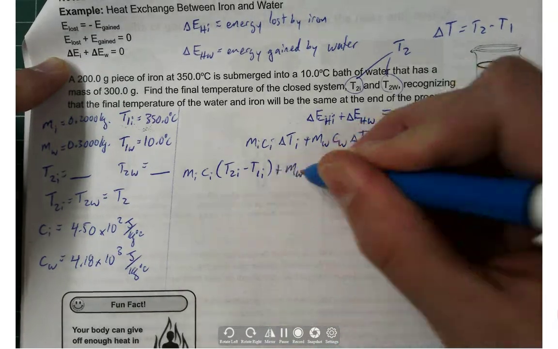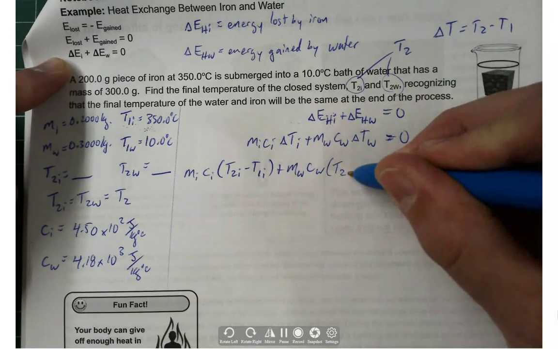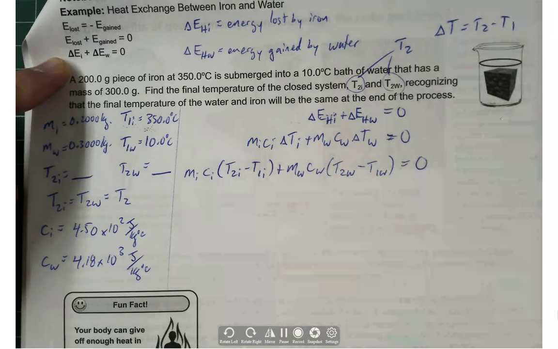Plus MWCW, and then the delta TW ends up being T2W minus T1W. I just like saying W. Okay?